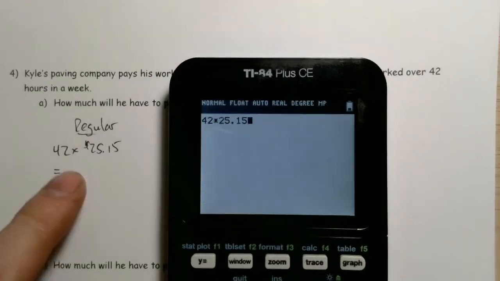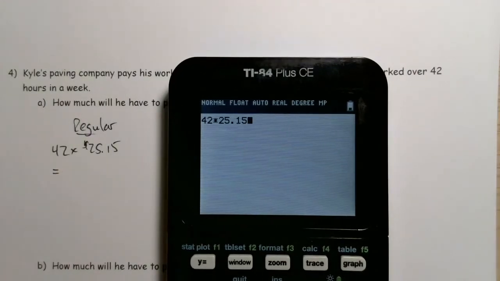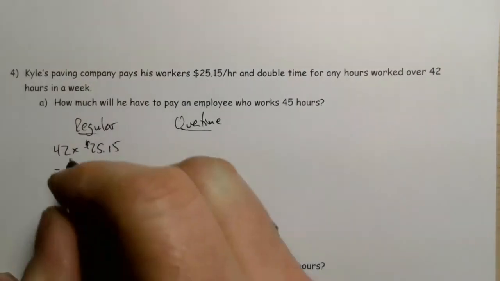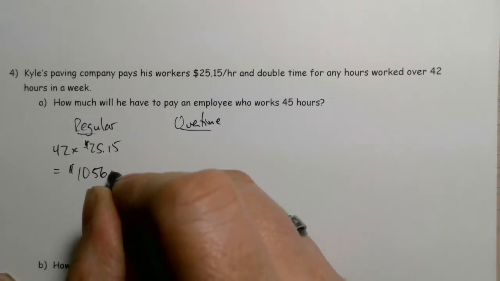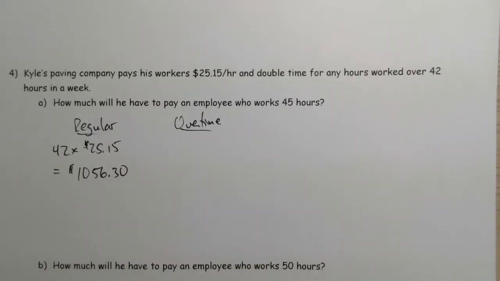So 42 hours multiplied by $25.15. Okay, so someone would get $1,056.30 for working a regular 42-hour week.